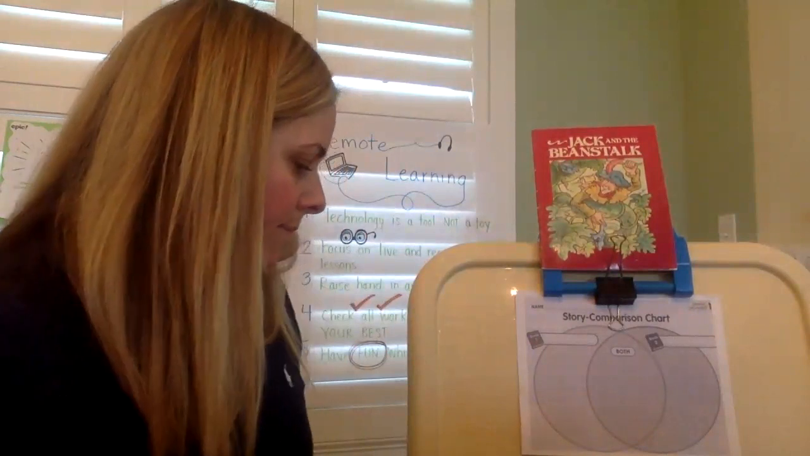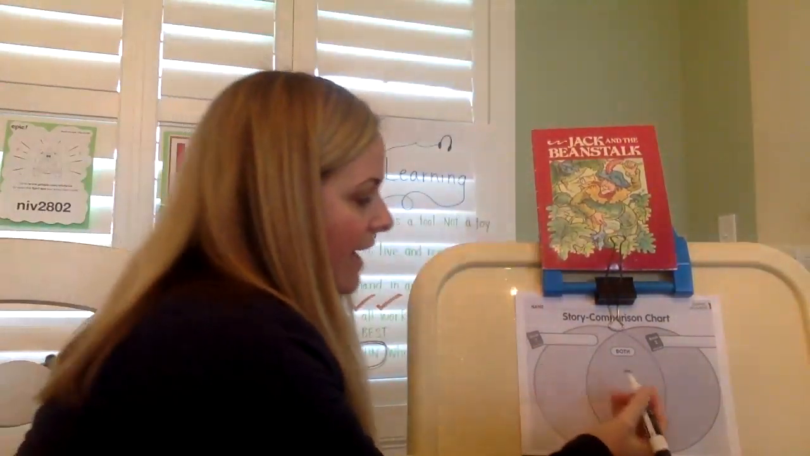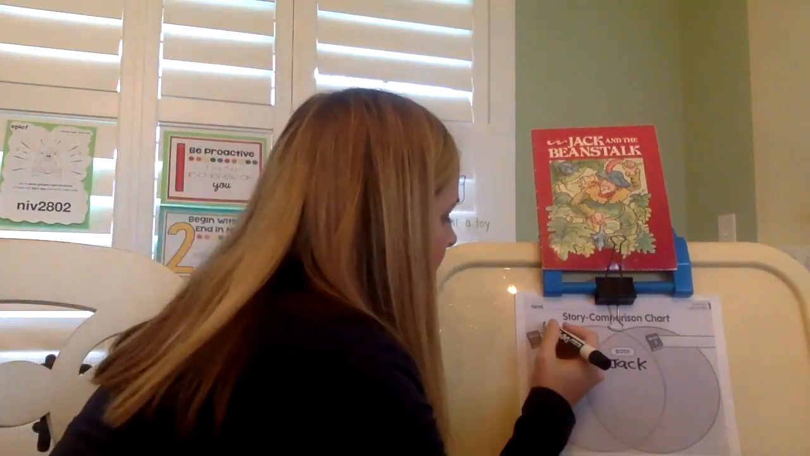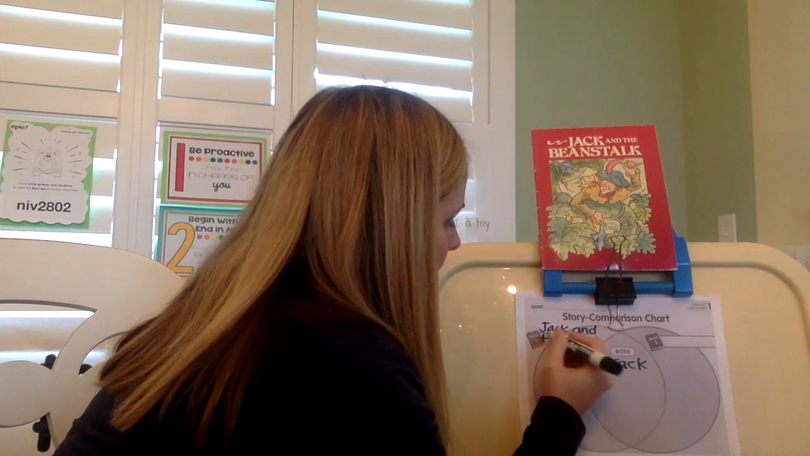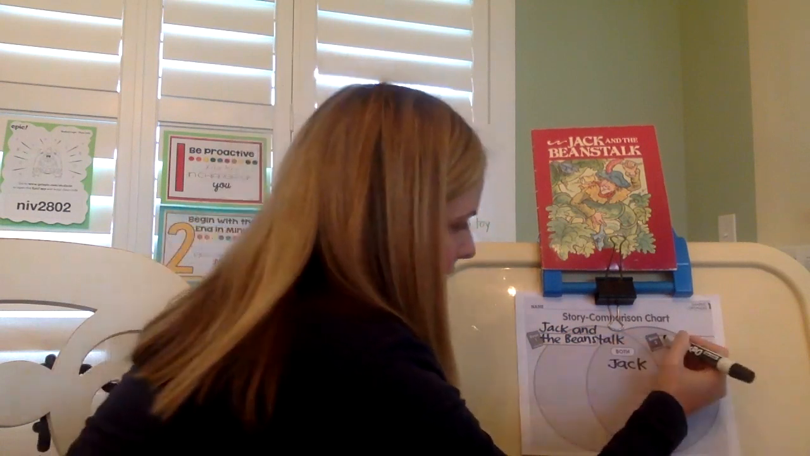Let's think about some things that were the same with both books and some things that were different. One thing that stands out right away to me are the characters of the story and that they had the same name. So maybe they both had Jack as the main character. This one we could have Jack and Beanstalk. And this story is Jack's Garden.